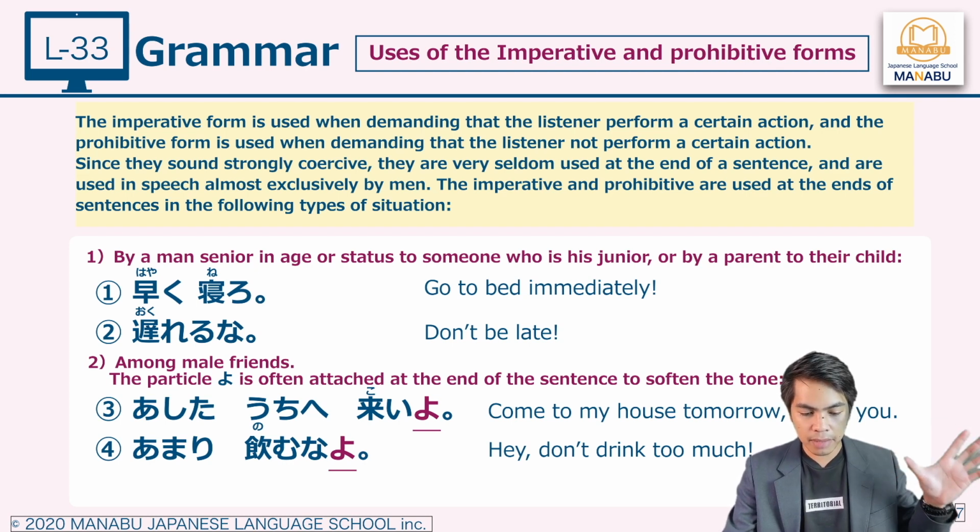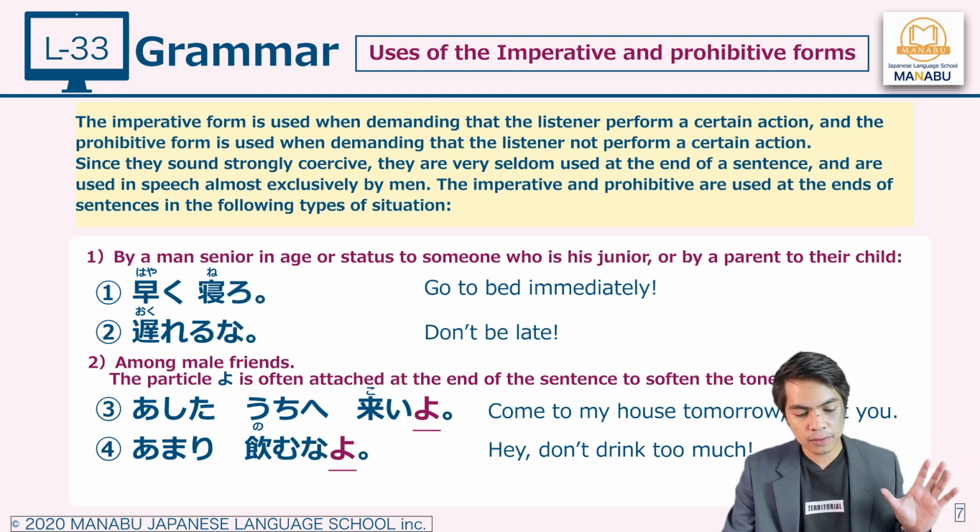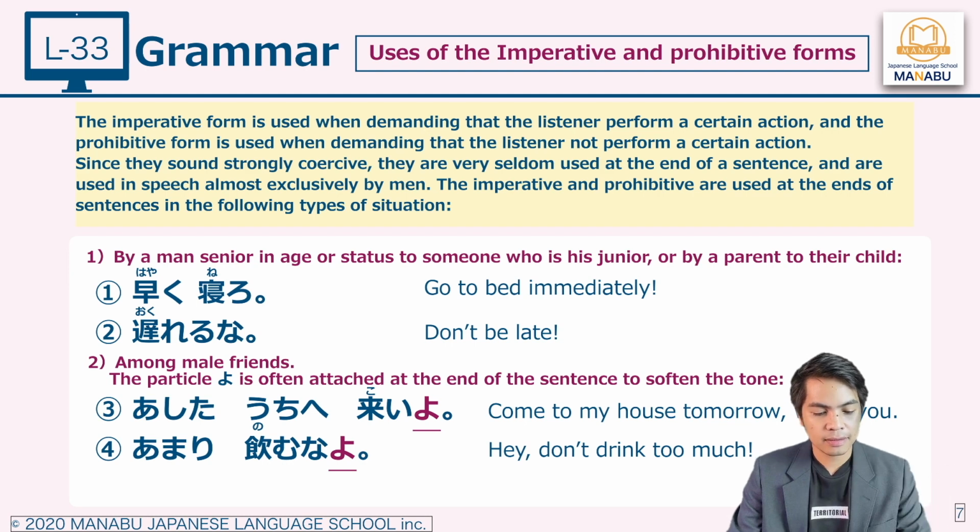So from the verb nemasu, nero. And from the verb okoremasu, to be late, okoruna. Number 2, it is also used among male friends and is usually used with the particle yo at the end of the sentence to make it soft.